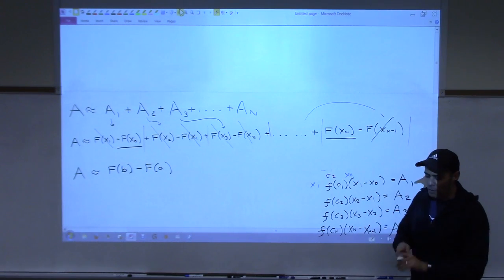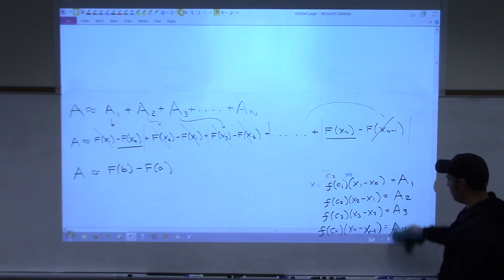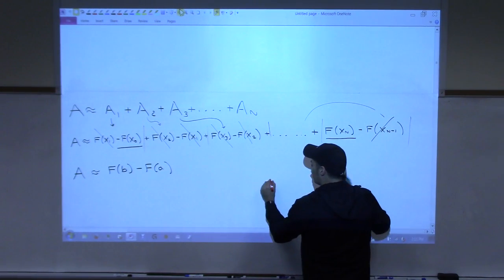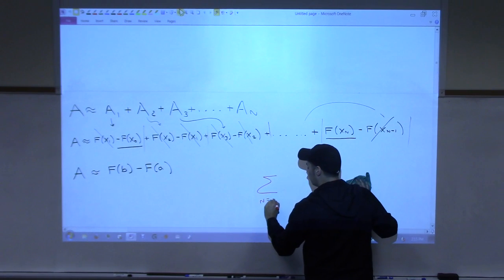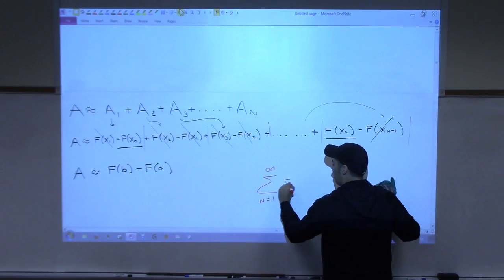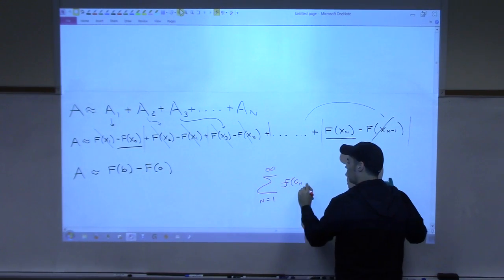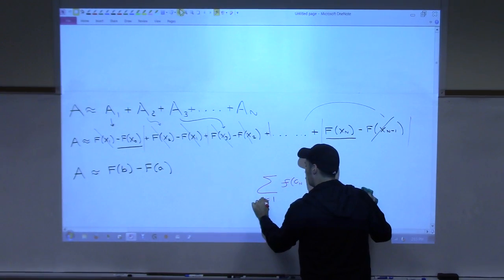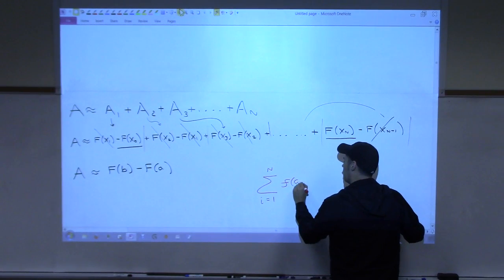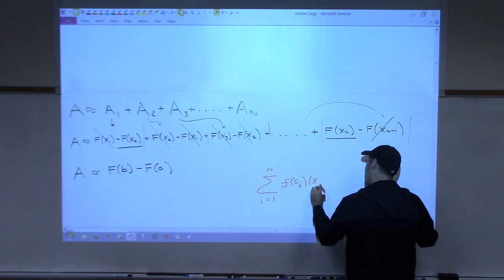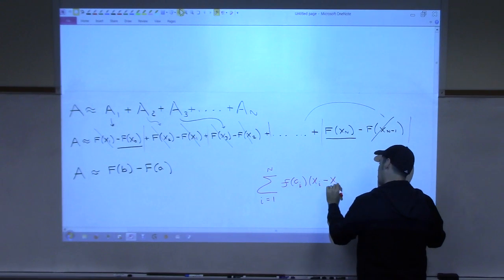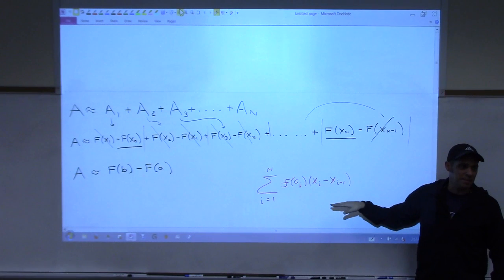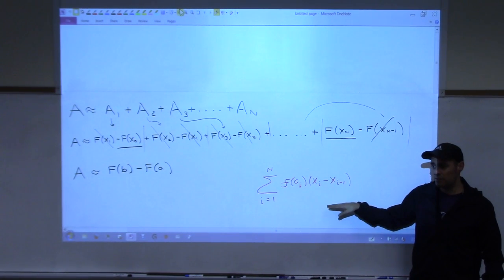So the technical way of writing this, and I don't want to get bogged down on this, but right here, if I wanted to write this technically, I would write it like this. Sum i equals 1 to n of f of c sub i, times x sub i minus x sub i minus 1. That would be the technical way of me saying to add up the first n rectangles.